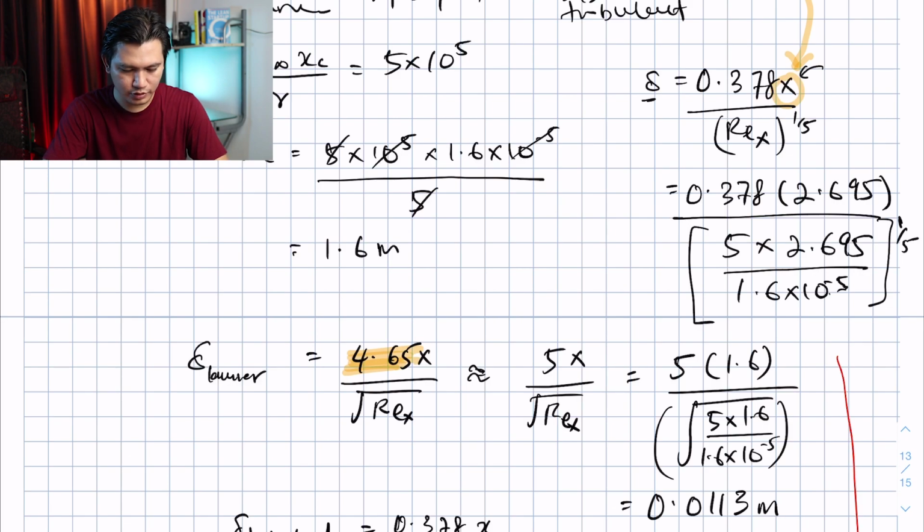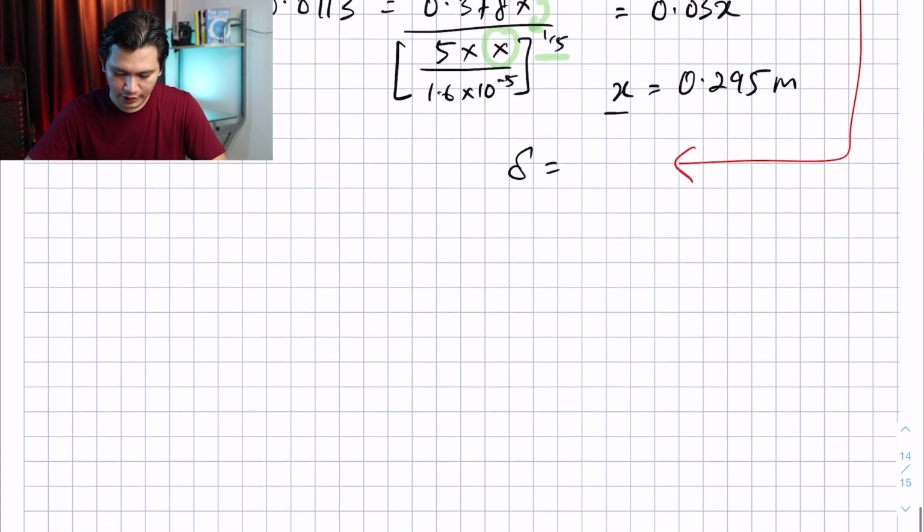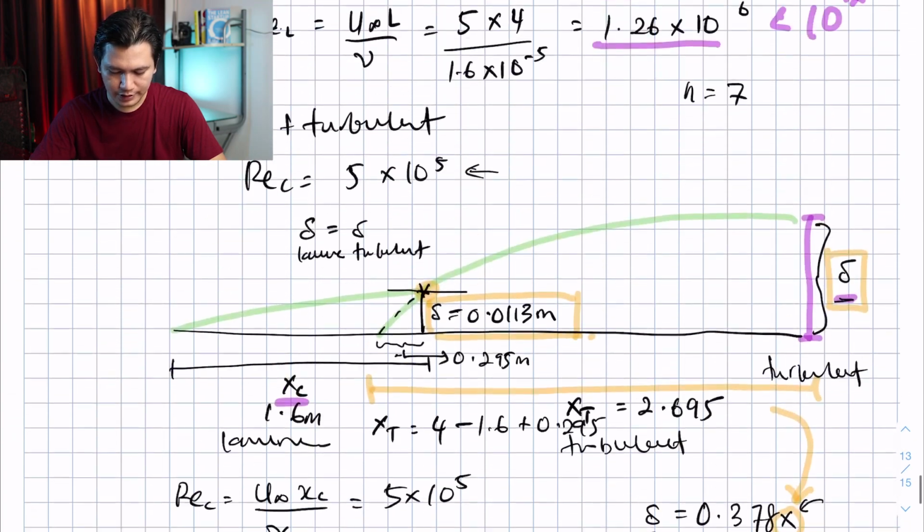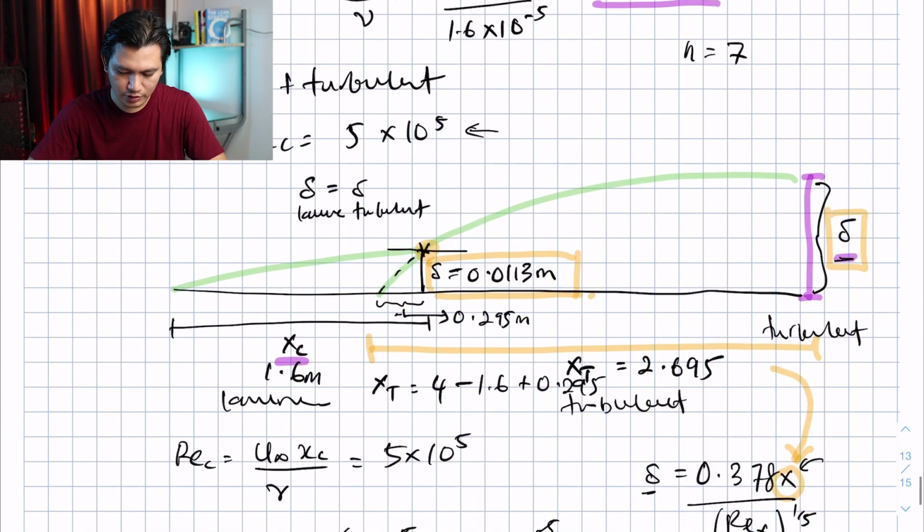0.378 times 2.695 divided by everything. So you will find that your del is 0.065 meter. Okay, so del here is 0.065 meter. So that's how you find del when you have laminar and turbulent boundary layer.